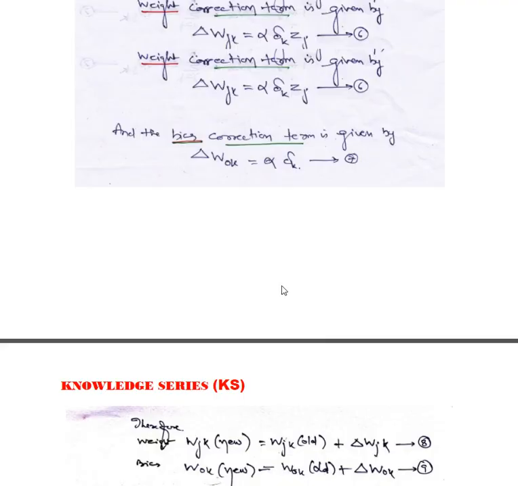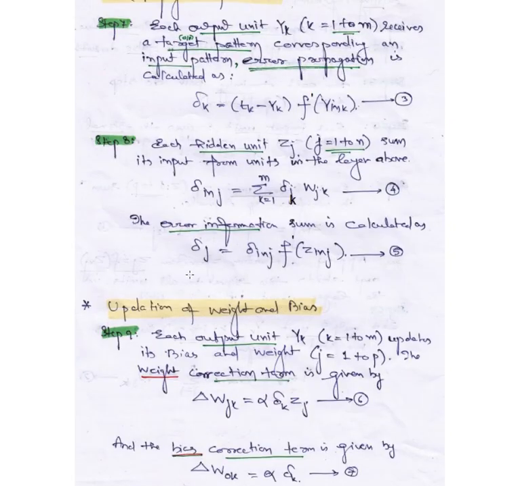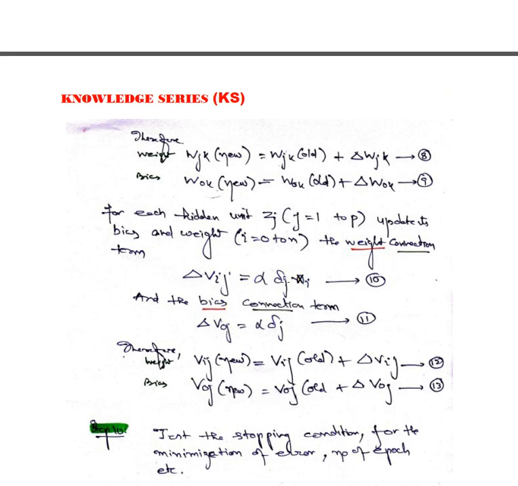What is delta j? You can see here delta j is the error which is generated at the hidden node. So that is what is being multiplied into x of i. The x of i is nothing but the given input, just like the previous case. And the bias correction term is nothing but the bias, alpha of delta j.